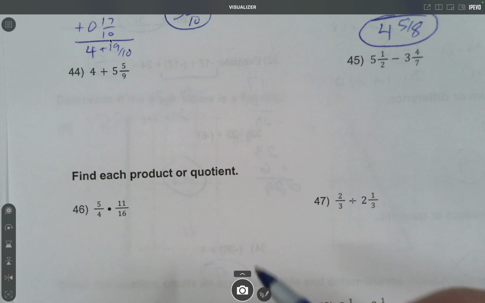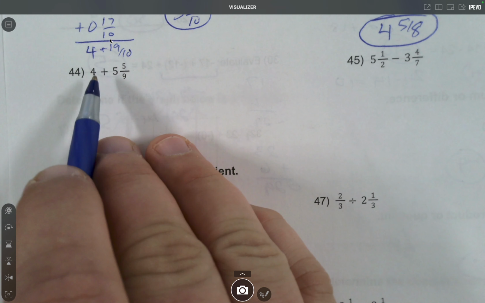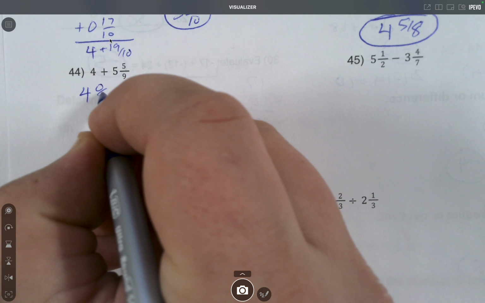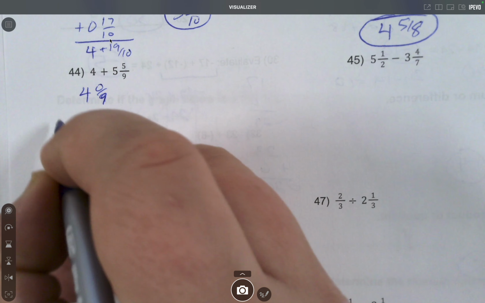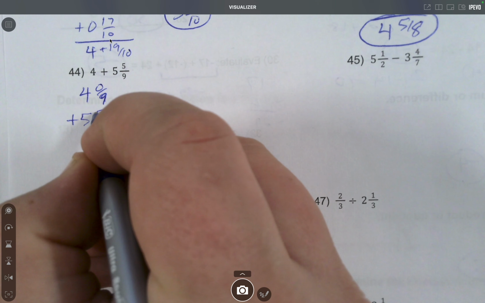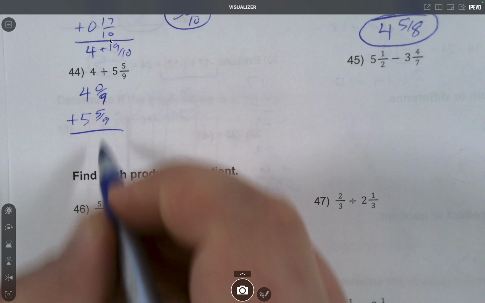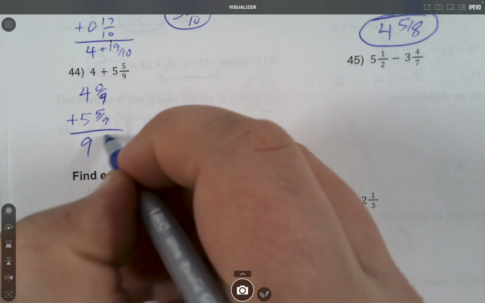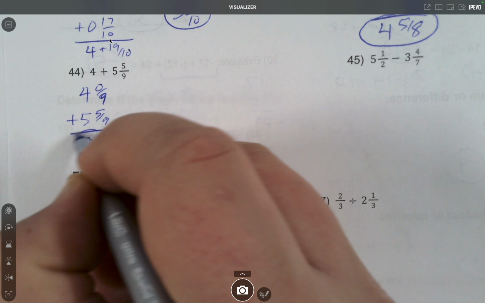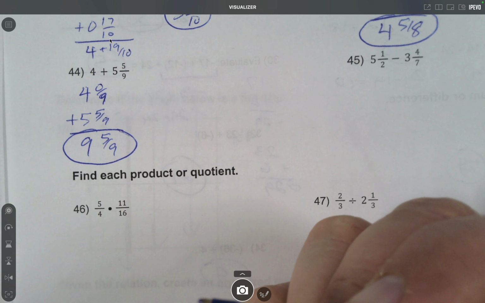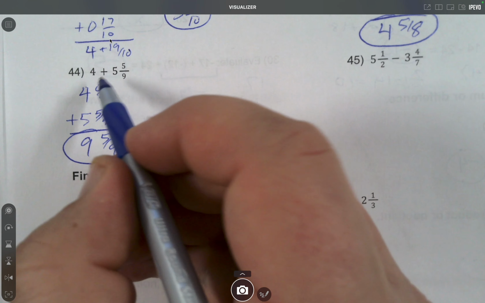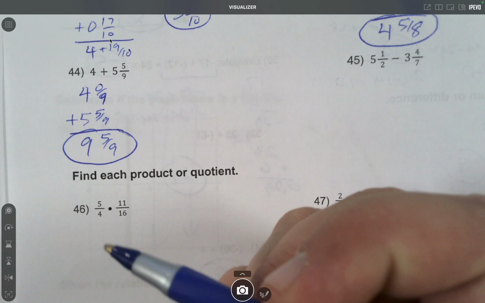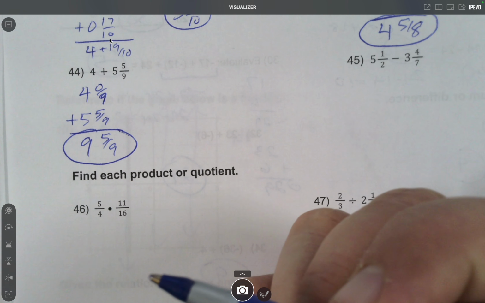On 44, we have no ninths, we have no fraction. So what we usually did is we just said, okay, that's 4 and 0 ninths, because it has none, plus 5 and 5 ninths. 4 plus 5 is 9. 0 plus 5 is 5. So that adds up to 9 and 5 ninths. So if there is no fraction, just use the same denominator the other one has and put 0 on top, because you have none of them.